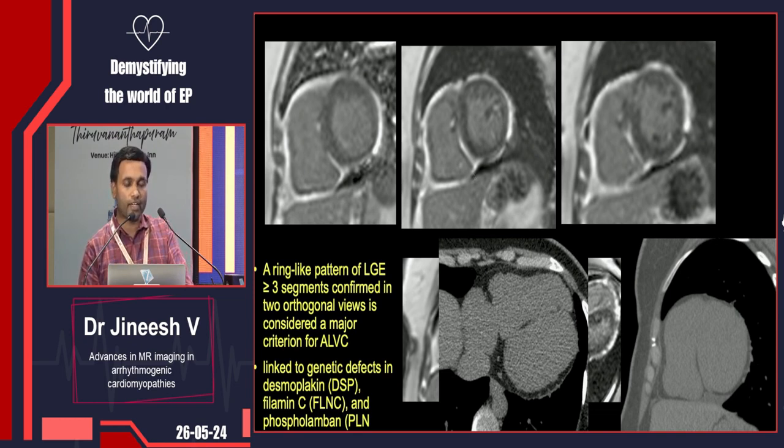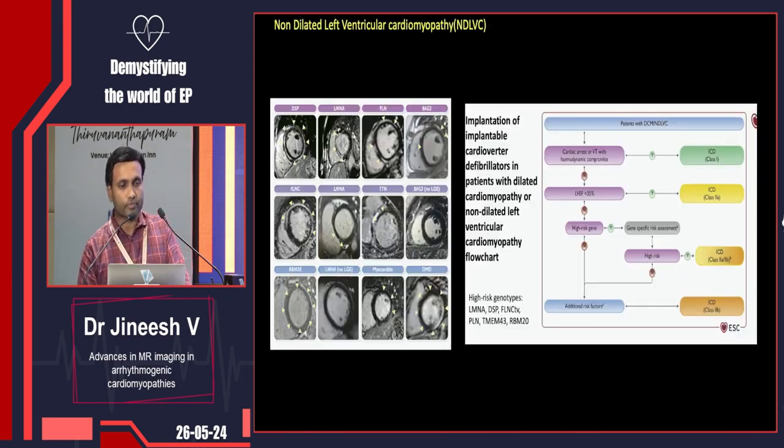It's a high-risk genetic variant of ALVC. It's specifically seen with some mutations, and by this we can slightly propose that it could be ALVC. And in this case, there was fat replacement of the interventricular septum and also fat replacement of the lateral wall, likely due to the ALVC spectrum.